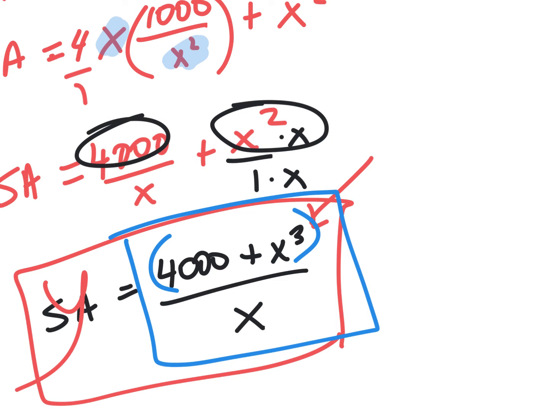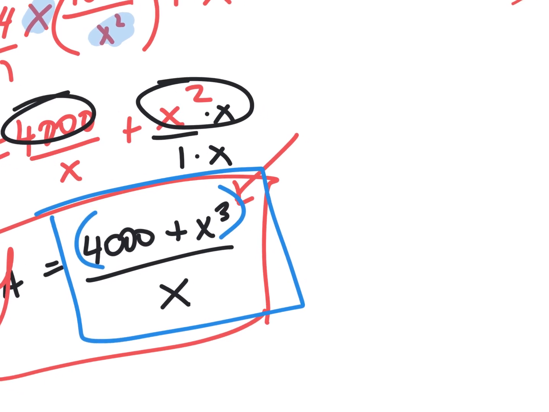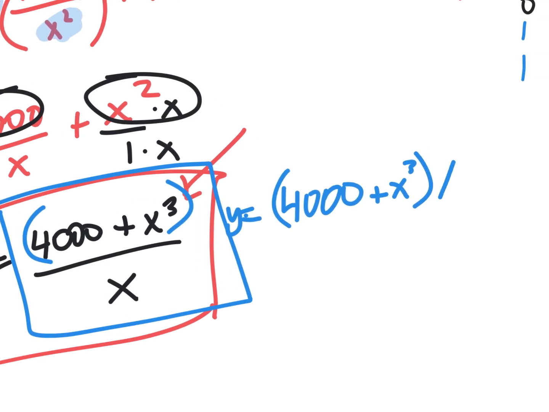Parentheses, 4,000 plus x, and the x key is the one by the alpha key, x to the third, and then I'd put my parentheses, divided by x. So here's what my calculator looks like. My y equals is over here. I got a parenthesis, 4,000 plus x to the third, parentheses, divide by x.